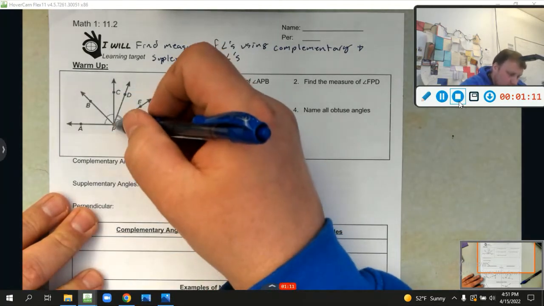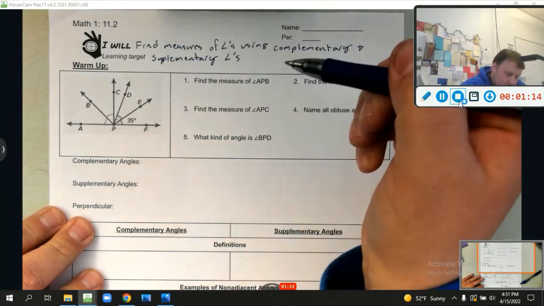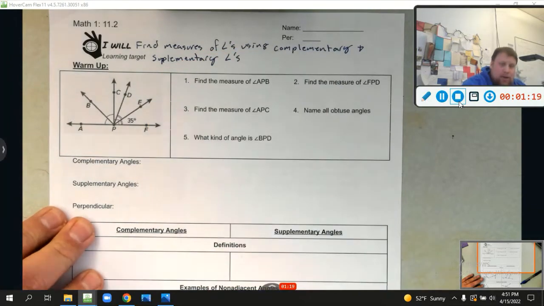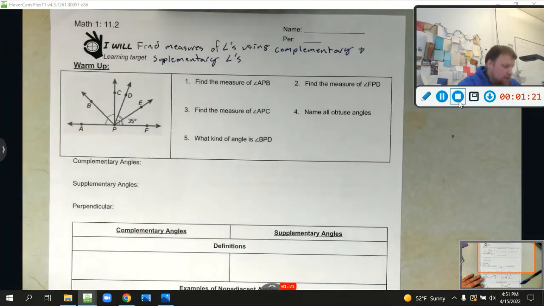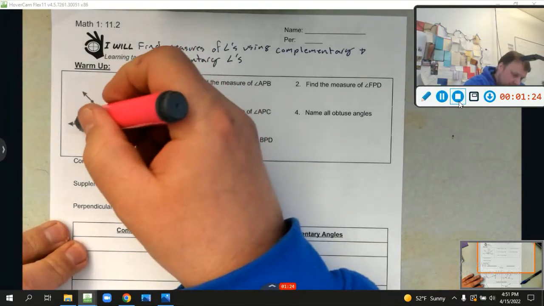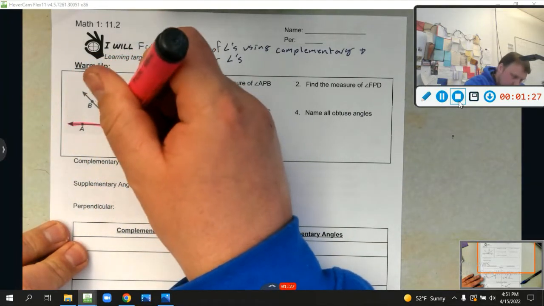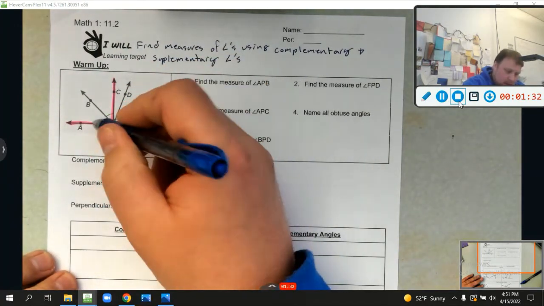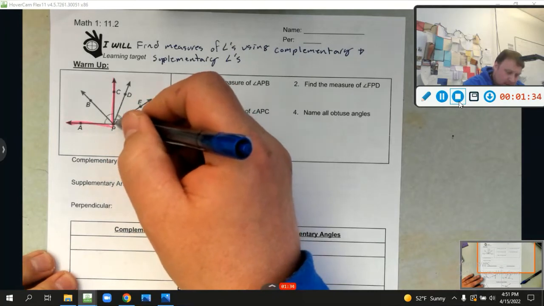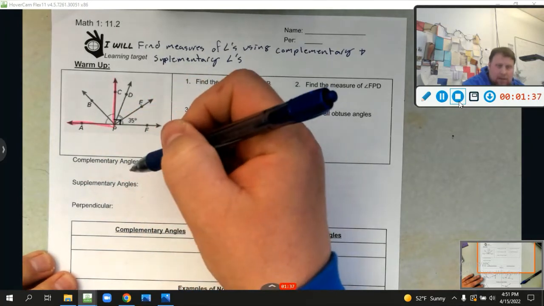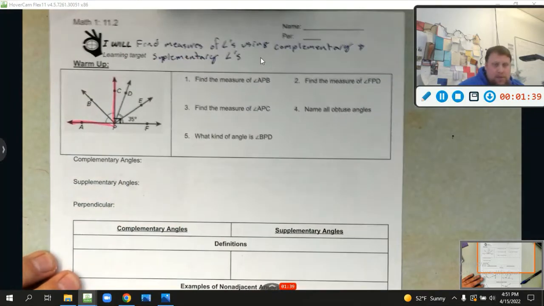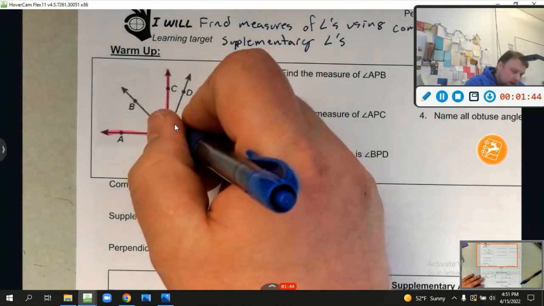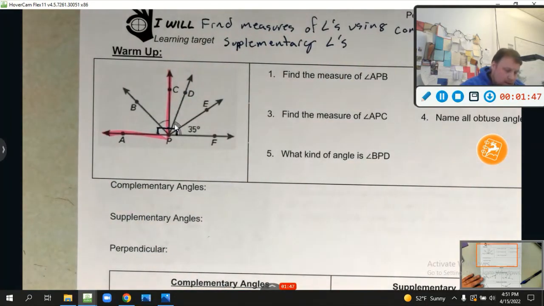Well, I know that APC is 90 degrees. And how do I know that APC is 90 degrees? Because AF is 180 degrees, and we see it's 90 right here. That little right angle tells me it's 90, which means, let me go ahead and zoom in on that so you can see a little better. That's 90 degrees, then 90 plus 90 is 180, right?